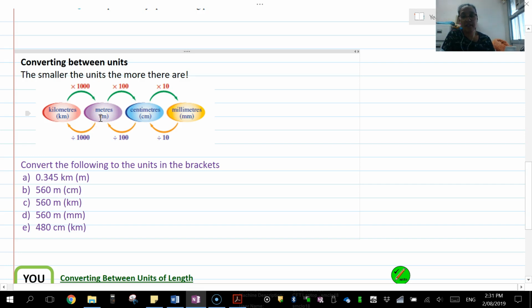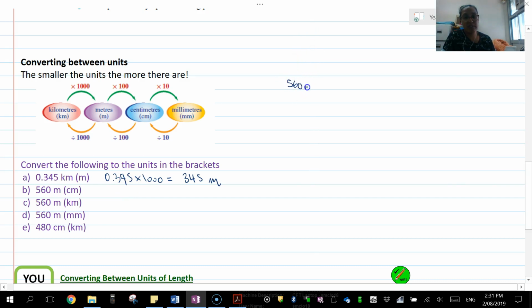Multiply by 1,000. So multiplying by 1,000, or any number with a base 10, you can just move the amount of zeros that you have across. So that would be 0.345 times 1,000 equals 345 meters. So 1, 2, 3. 1, 2, 3. This one here. We can even use like your halo method that you've come across before.